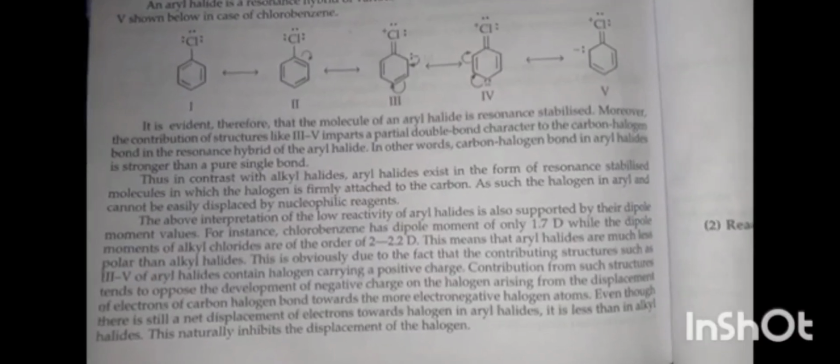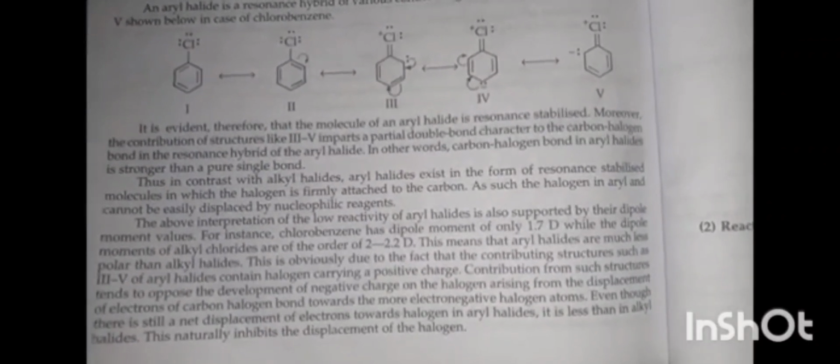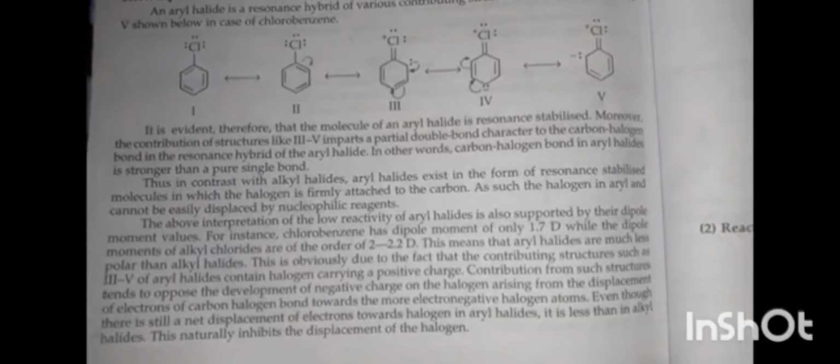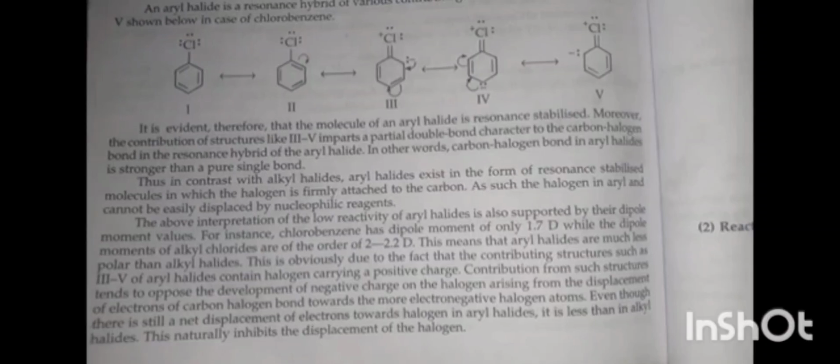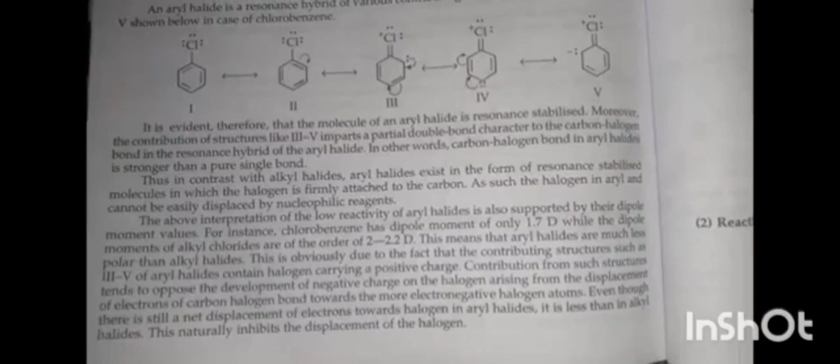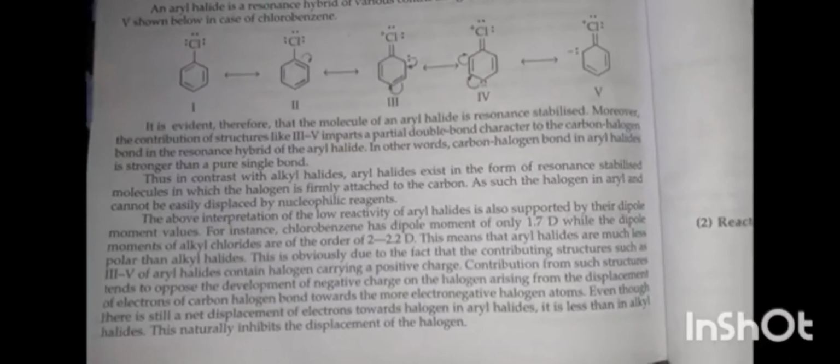The above interpretation of the low reactivity of aryl halide is also supported by their dipole moment values. For instance, chlorobenzene has a dipole moment of only 1.75 debye, while the dipole moments of alkyl chlorides are of the order of 2 to 2.2 debye. This means that aryl halides are much less polar than alkyl halides.